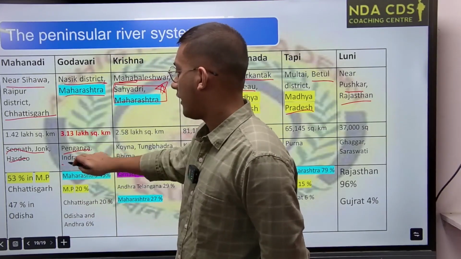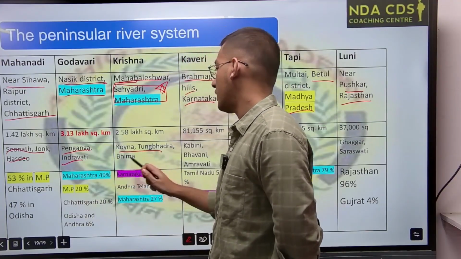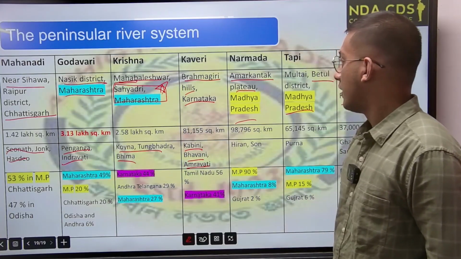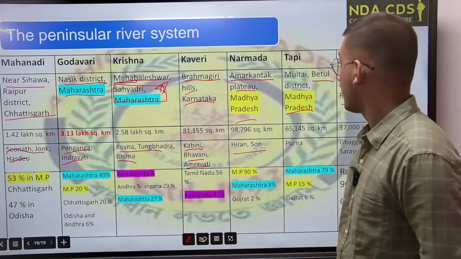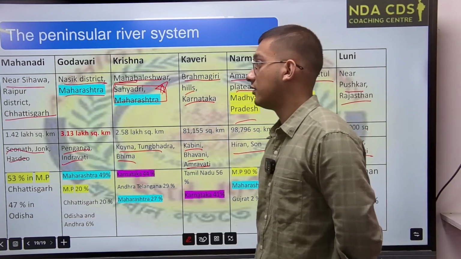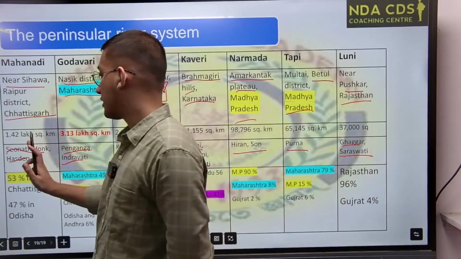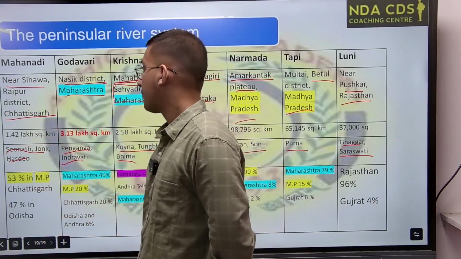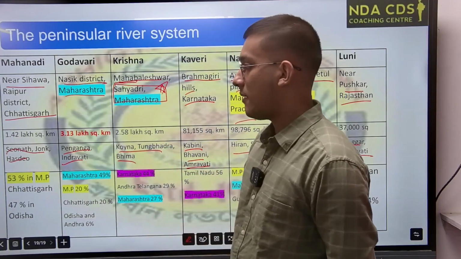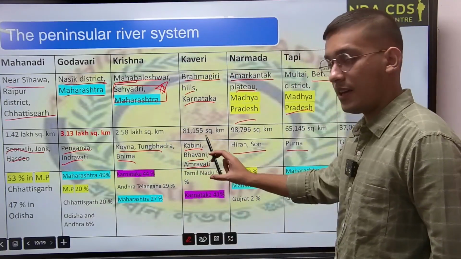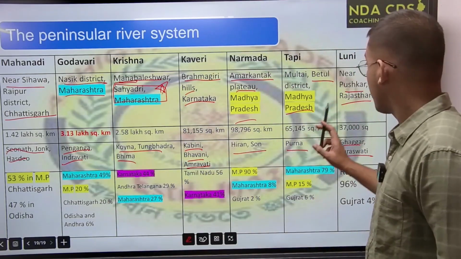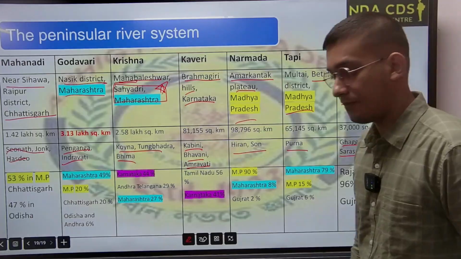Godavari: Penganga, Indravati. Krishna: Koyna, Tungabhadra, Bhima. Kaveri: Kabini, Bhavani, Amravati. Narmada: Hiran and Son. Tapi: Purna. Luni: Ghagar and Saraswati. Thus, the tributaries of Mahanadi are Seonath, Jonk, Hasdeo. Godavari includes Penganga, Indravati. Krishna: Koyna, Tungabhadra, Bhima. Kaveri: Kabini, Bhavani, Amravati. Narmada: Hiran and Son. Tapi: Purna, and Luni: Ghagar, Saraswati.